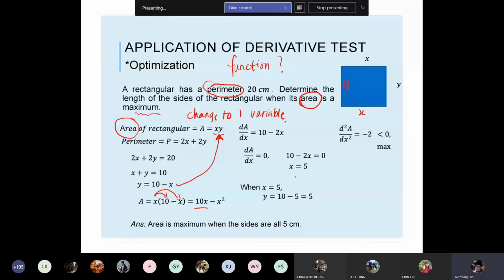Now how do I know this is a maximum? We differentiate again, and from here we get -2. It's a negative value, therefore it is the maximum. Do you have any questions here? Any questions, students? No, sir. Okay, thank you.